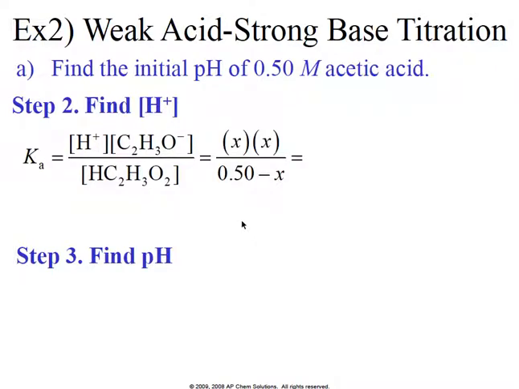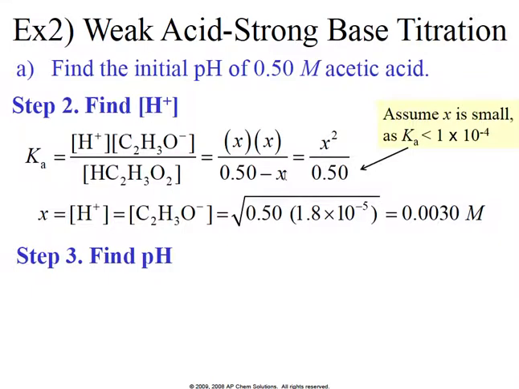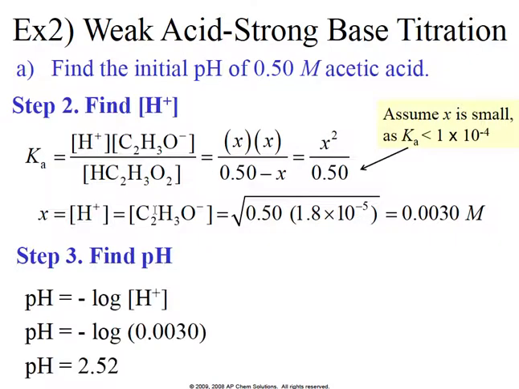Okay, now again, we have this quadratic, and because the Ka is very small, we can actually reduce that, right? So we don't need that anymore. Then we solve for that, and so we know that x is 0.003 molar. And because x is 0.003 molar, that's how much the H plus concentration will be. So we use that H plus concentration, put it in the negative log, and we find the pH of acetic acid will be 2.52.